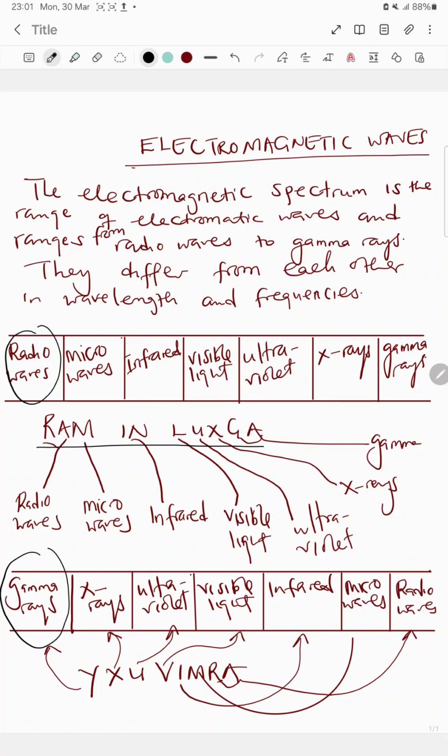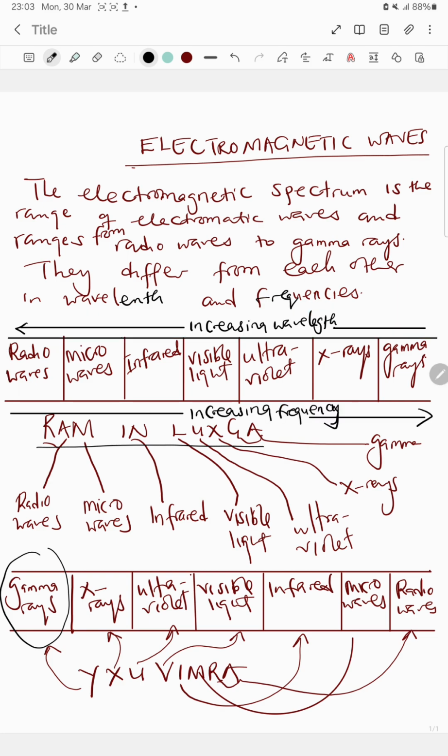Now remember that here I said that they differ in terms of wavelength and frequencies. Okay, so now what you should know is that they have different wavelength and frequencies.